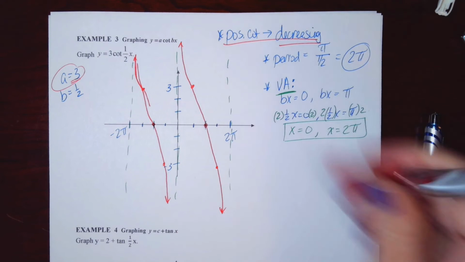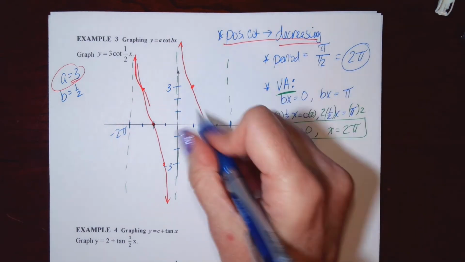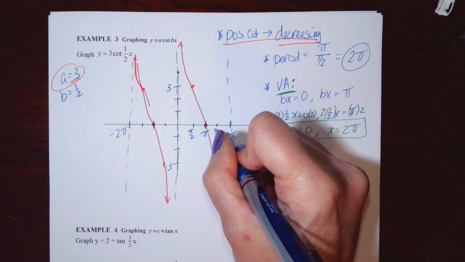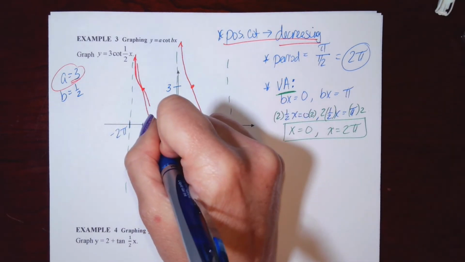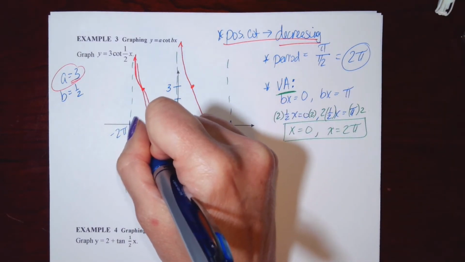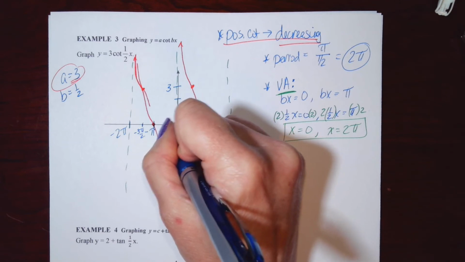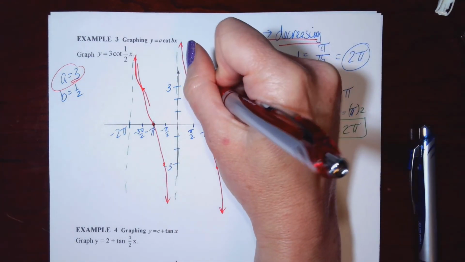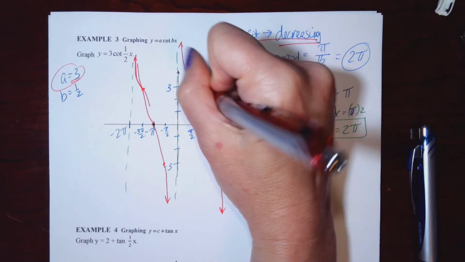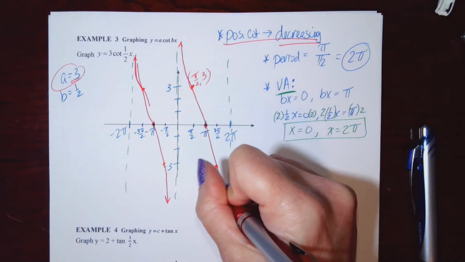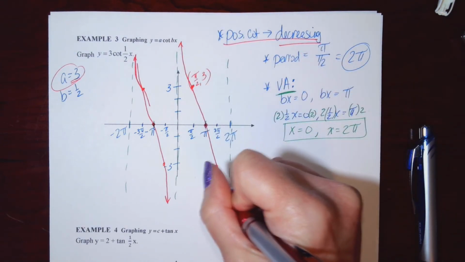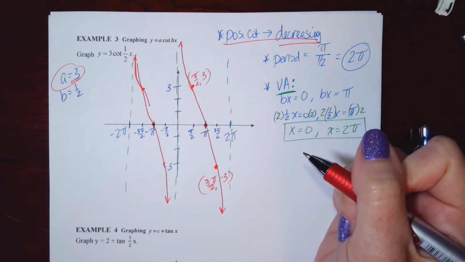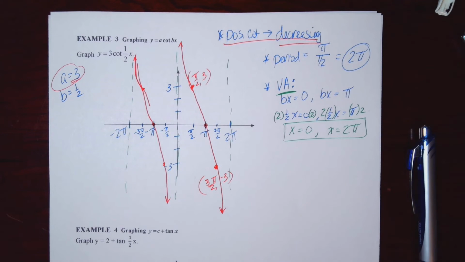What are these values on my x-axis? Well, half of 2 pi is pi, and then we got pi half and 3 pi halves. So negative pi, negative 3 pi halves, negative pi half. That means this quarter function value is at pi half, 3. This one is at 3 pi halves, negative 3. That's 2 cycles for my cotangent function.